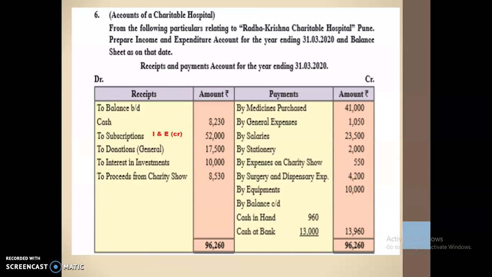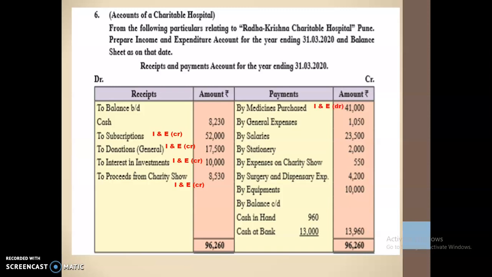It will be shown on the credit side of income and expenditure account. Donations, since it is general, on the credit side of income and expenditure account. Interest in investment on the credit side of income and expenditure account. Proceeds from charity show, again on the credit side, that is the income side of income and expenditure account. Let's see the payment side.